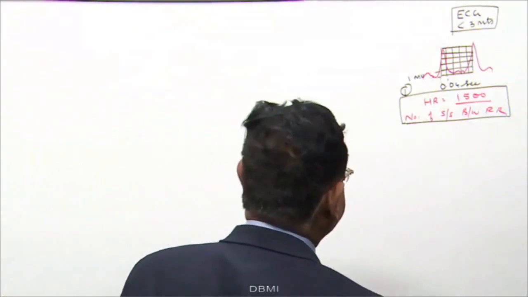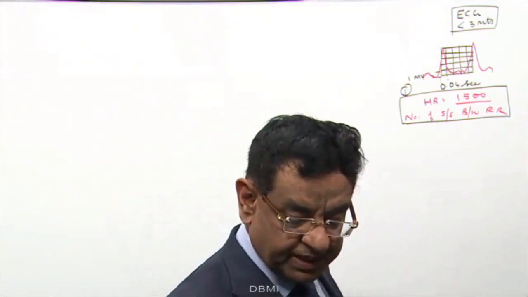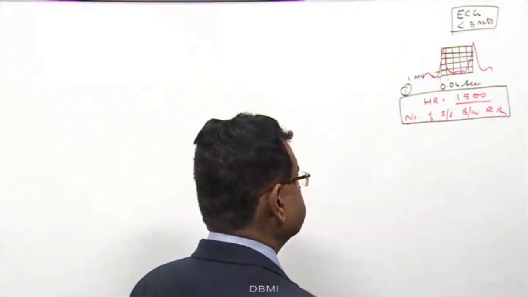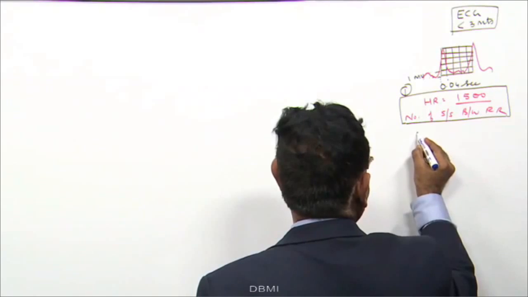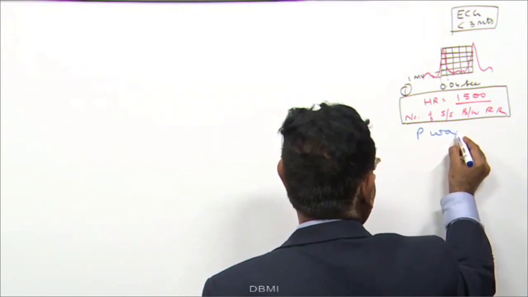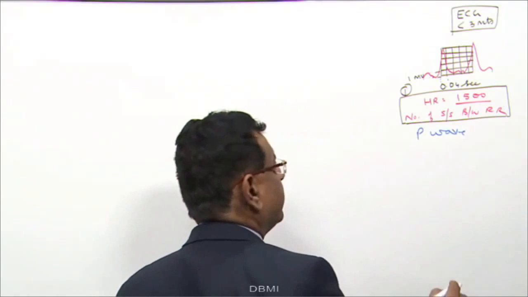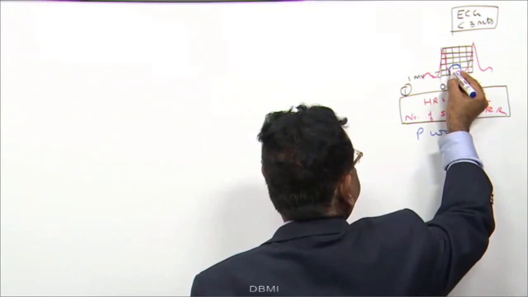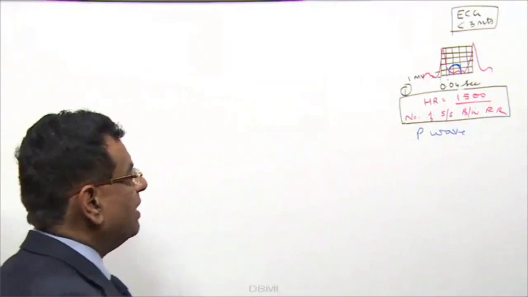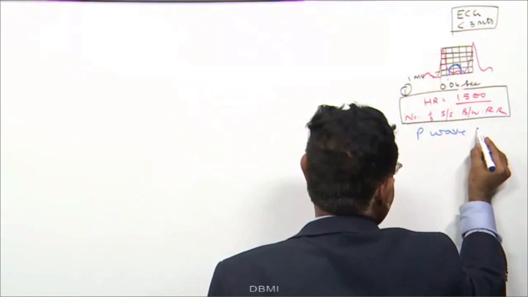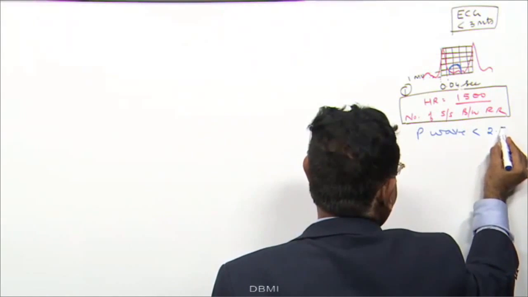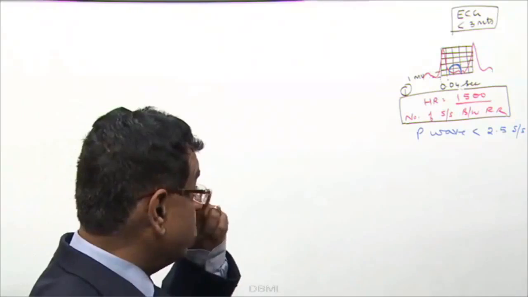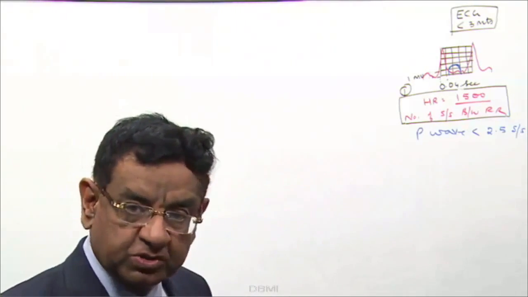Now we move on to P wave. This question came recently in the AIIMS exam, May AIIMS exam. The second word is P wave. Normal P wave, look at the screen now. This is the P wave, the blue one. In a normal P wave, height and width both are less than 2.5 small squares.